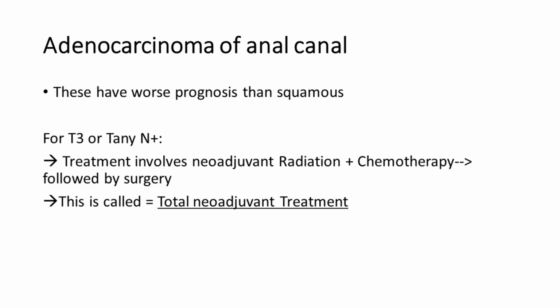Adenocarcinoma of the anal canal is the other type of anal cancer. This has a worse prognosis than squamous cell carcinoma. For T3 or any N+ cases, treatment involves neoadjuvant radiation and chemotherapy followed by surgery, known as total neoadjuvant treatment.